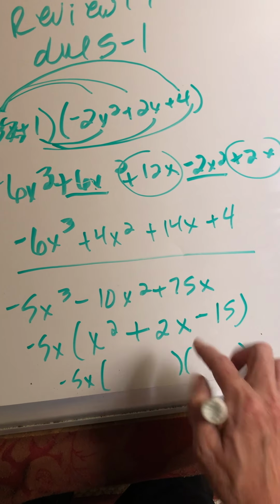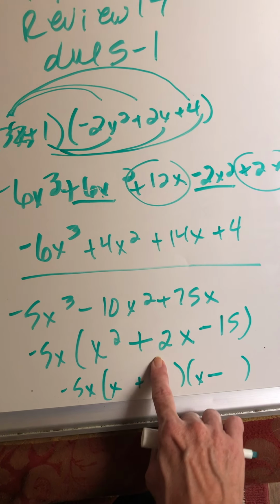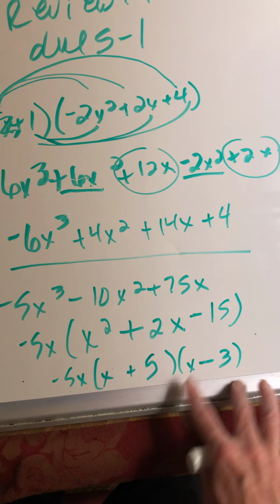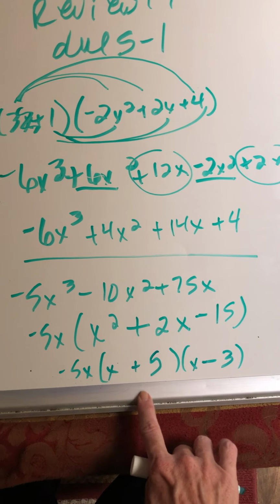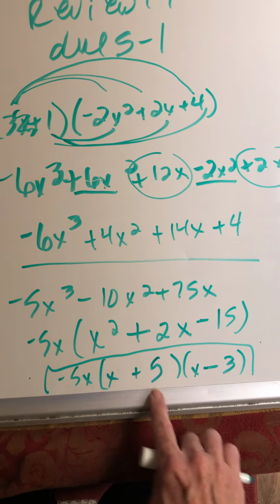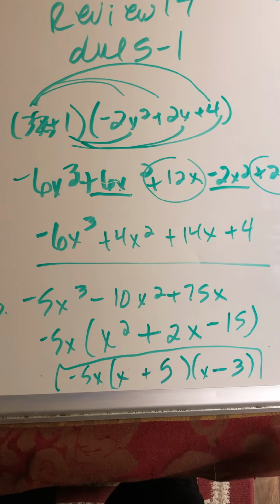It's got to be a negative 15, so your signs have to be different signs, but then you want a positive 2. So that means your bigger factor, because it takes a 5 and a 3 to get the 15 and a 5 and a 3 to get the 2, but you want positive 2, so 5 has to be with the positive. And this is your final answer. You have to make sure you put all three, the negative 5x that we took out, and then the x plus 5 times x minus 3. So that's number 5.